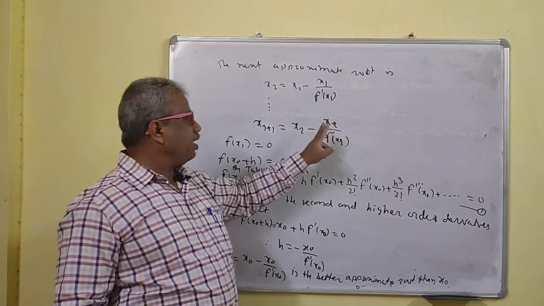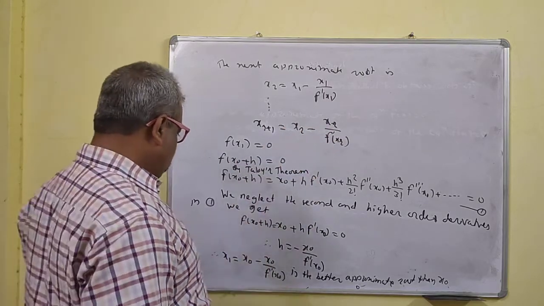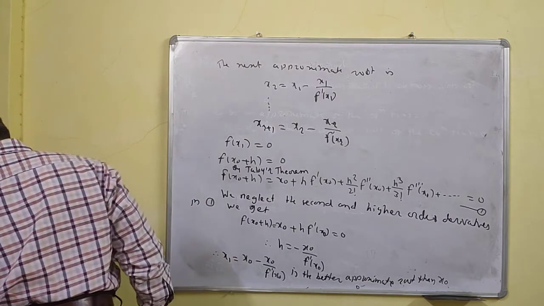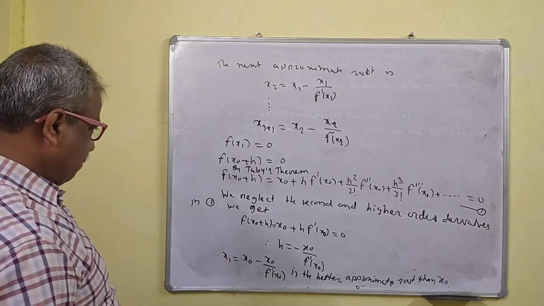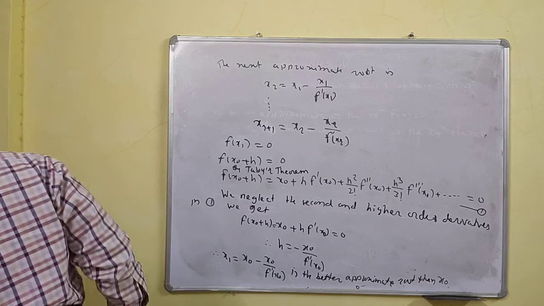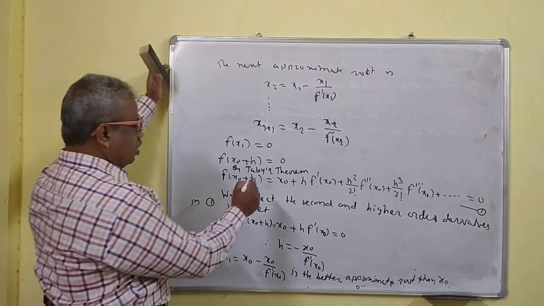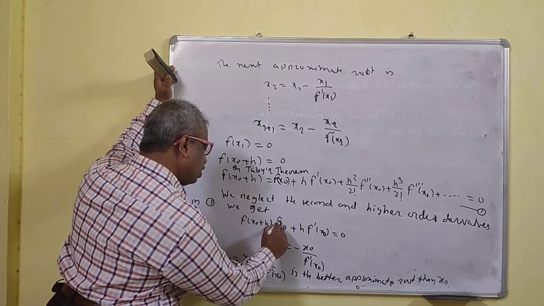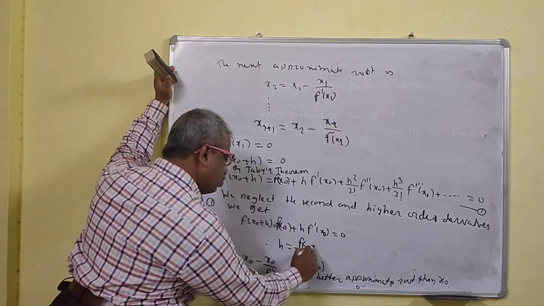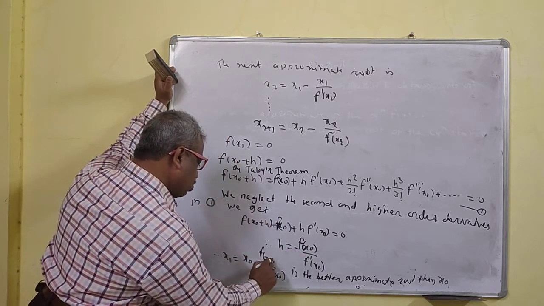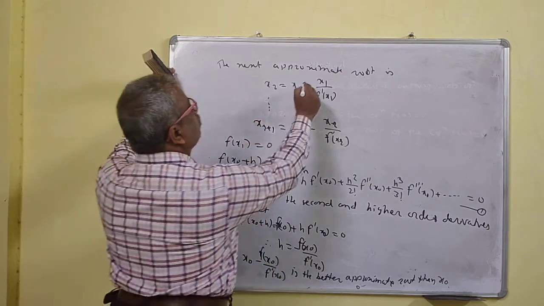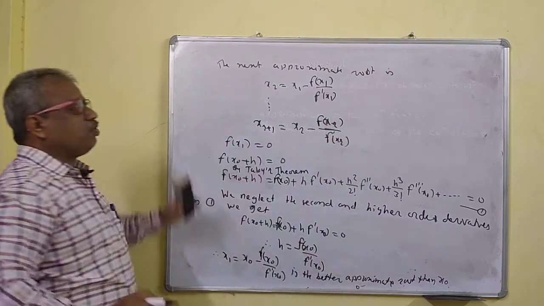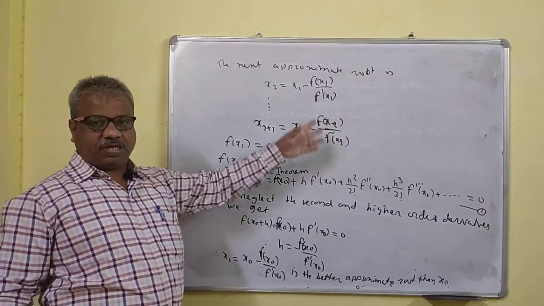Here we are finding only the derivative. Something is wrong here: this is not x0 actually, this is f(x0). So this is f(x0), then f(x1), and then f(xr). Here we want the values of f(x1) and its derivative.